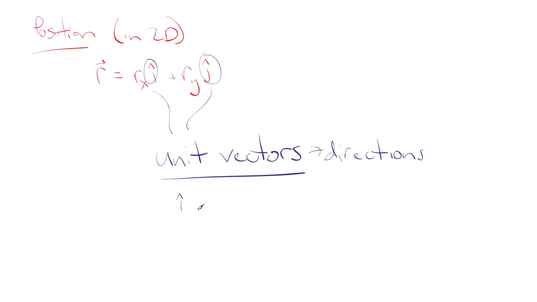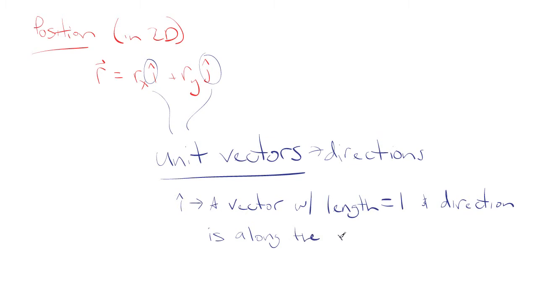So technically, i hat is a vector that has a length of 1, but its direction is along the x-axis. That's what i hat is. The reason it's called a unit vector is because it has length 1, a unit length. That 1 applies no matter what unit you're using; it has 1 in that unit. So when I multiply i hat by some magnitude, I'm not changing the actual magnitude of that vector component. All I'm doing is telling you which direction it's pointing.